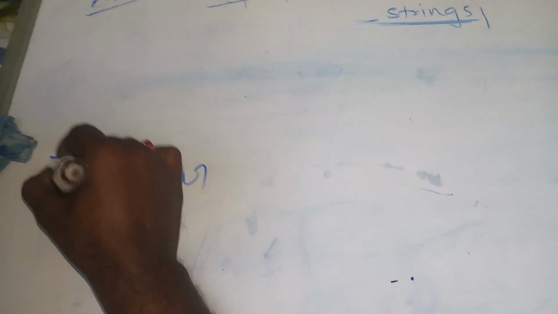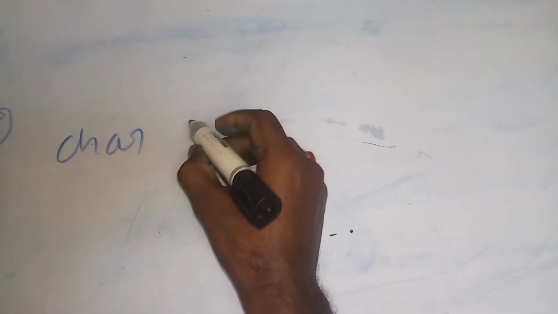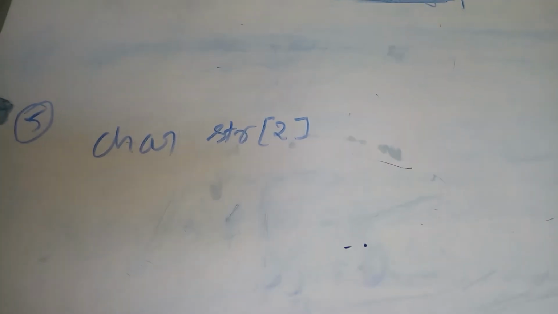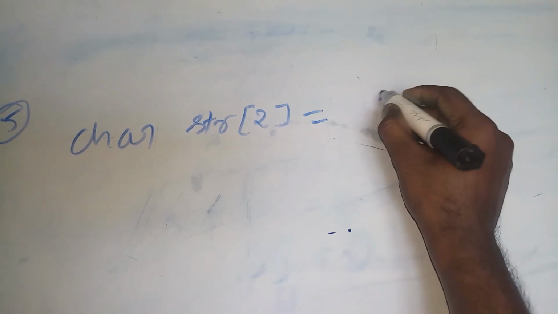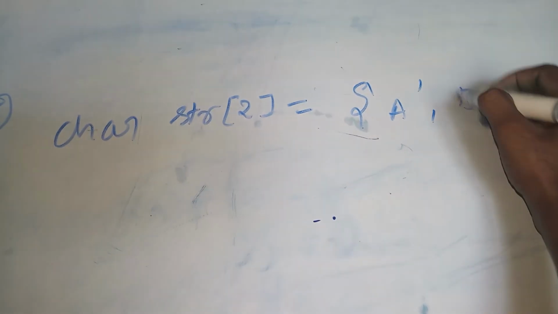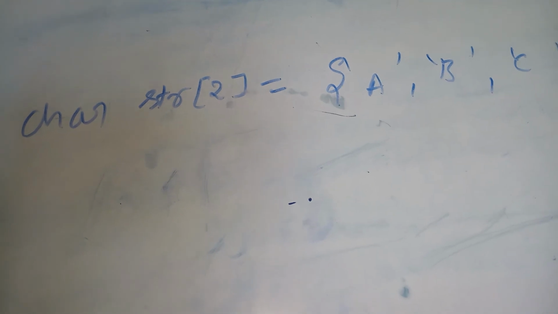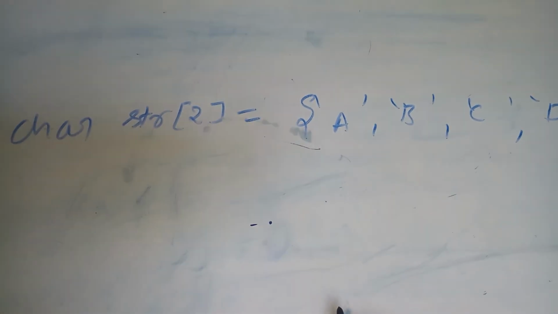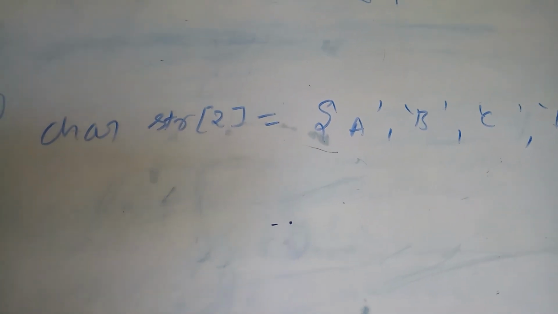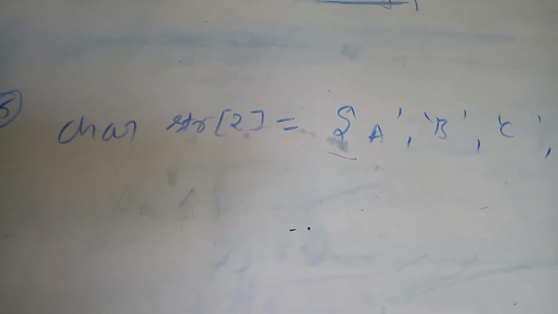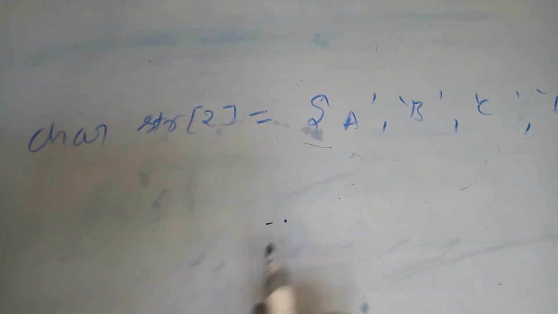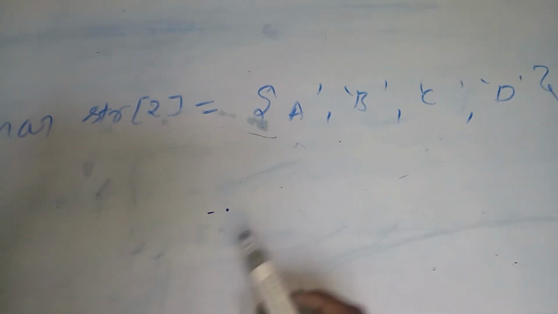Now the next way of representation. Fifth property. char str, my size is 2, is equal to A, B, C, D, given like this. Semicolon is mandatory. Now, what is my size here? 2. But how many characters have I initialized? 1, 2, 3.